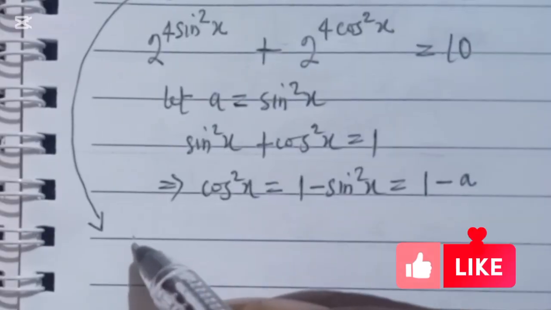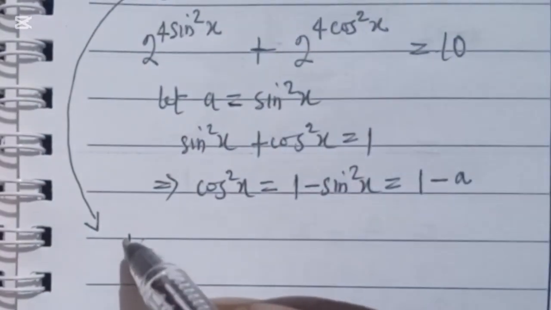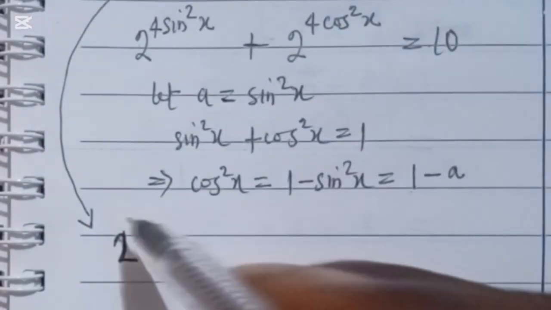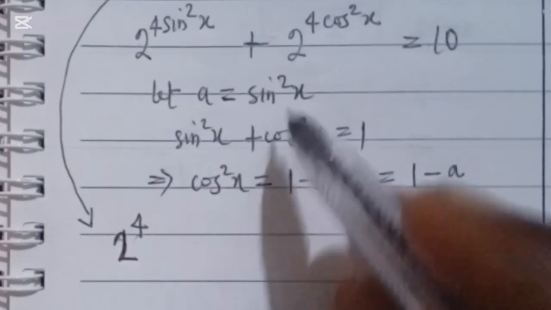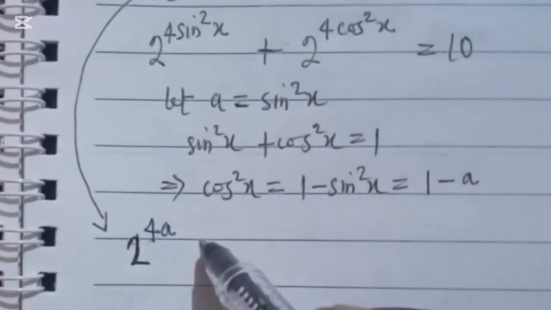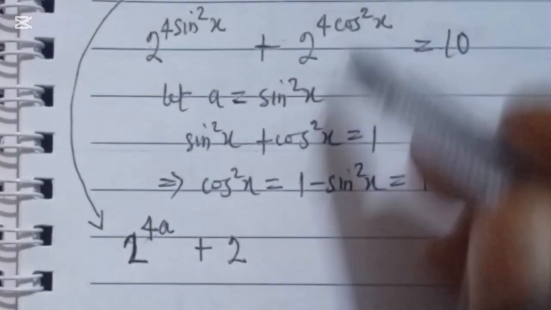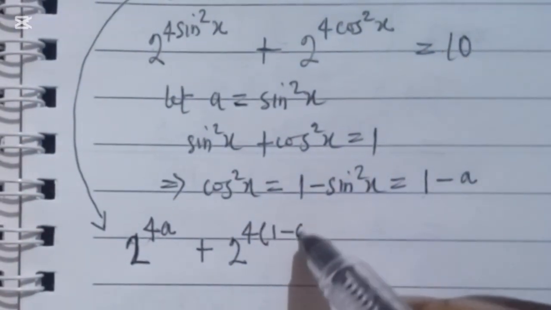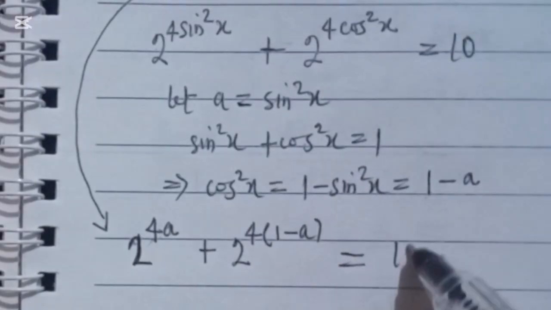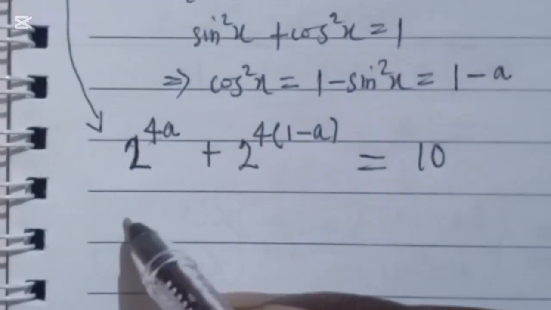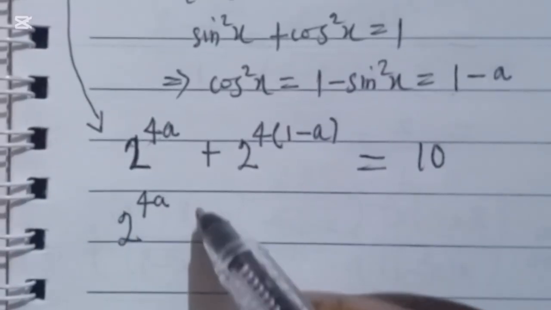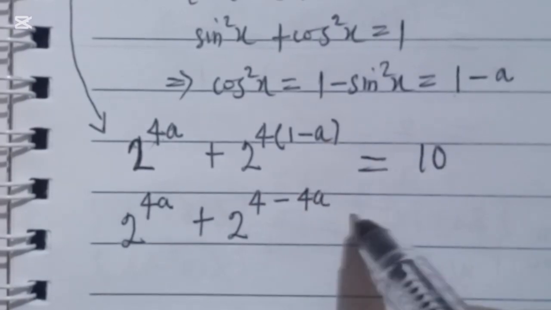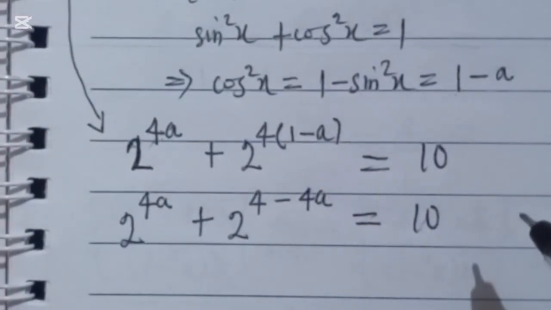The equation becomes 2 to the power of 4, instead of sine squared we put an a there, plus 2 to the power of 4, and then cos squared is the same thing as 1 minus a, which is equal to 10. All right, and then we can now break this down further and say 2 to the power of 4a. When we expand this bracket, we get 2 to the power of 4 minus 4a is equal to 10. This is taking shape already.